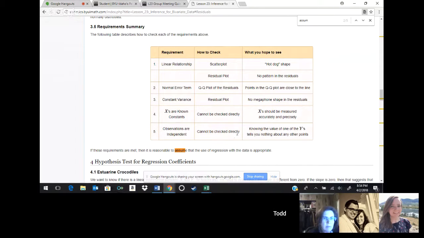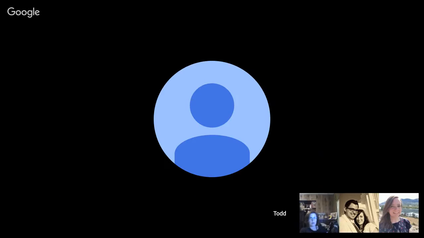I don't know if we can tell whether the observations are independent, but we can tell constant variance. If you look at that table, it says 4 and 5 can't be checked directly, so we're assuming they're normal. So is the variance of the error term considered constant then? Yeah, there's no megaphone shape. So I think we can check all three of the first ones.